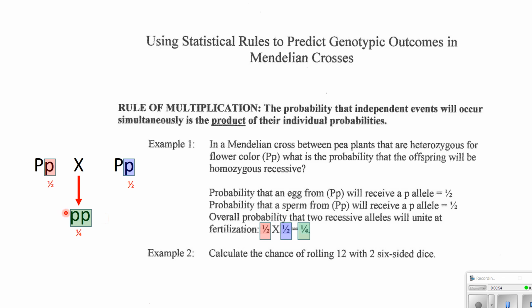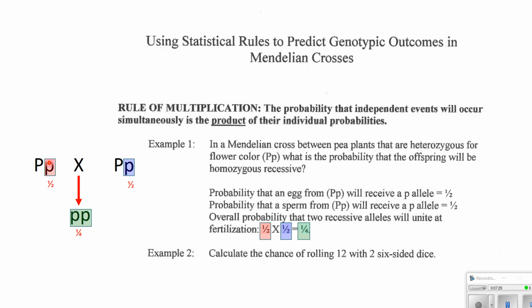You don't really have to do a lot of math to figure out that the probability is 1 out of 4. But here's how you calculate that using the rule of multiplication. In order to get little p, this parent would have to pass down a little p at the same time that this parent passes down little p. So that is independent events, and they have to occur at the same time. So we've got to multiply their probabilities.